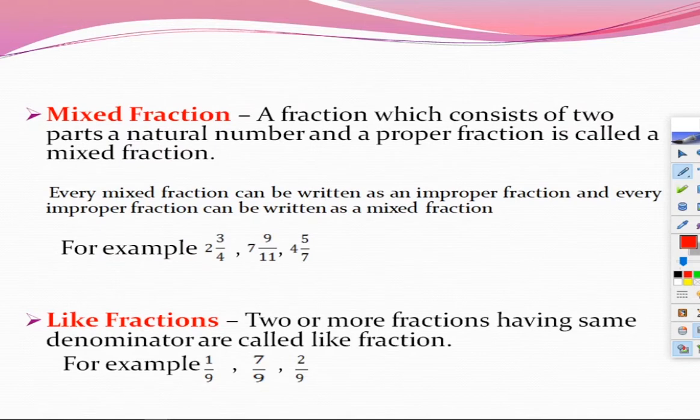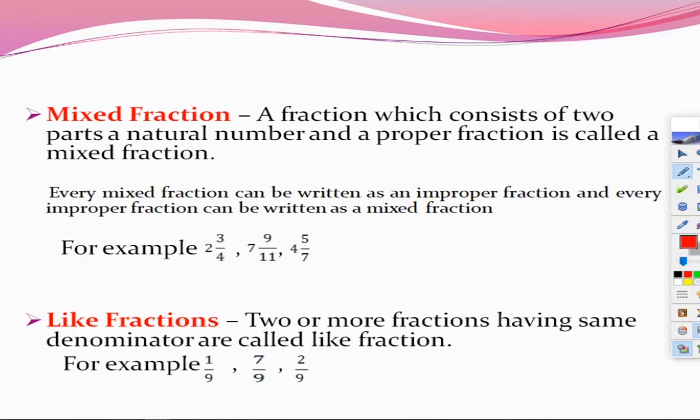Next is mixed fraction. A fraction which consists of two parts, a natural number and a proper fraction, is called a mixed fraction. Every mixed fraction can be written as an improper fraction and every improper fraction can be written as a mixed fraction. Here you can see some examples: 2 3 by 4, 7 9 by 11, 4 5 by 7. Here 2, 7 and 4 are the whole number part or the natural number, and 3 by 4, 9 by 11 and 5 by 7 are the proper fractions.